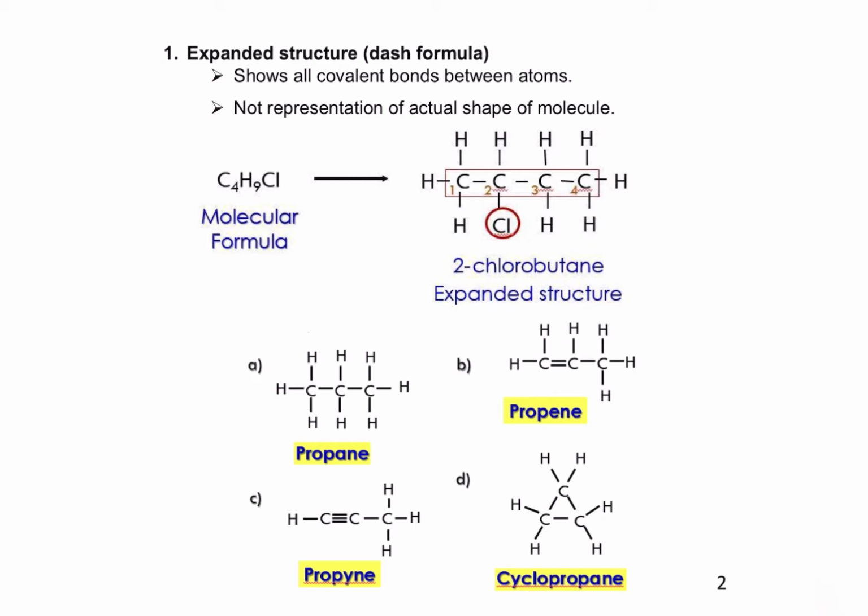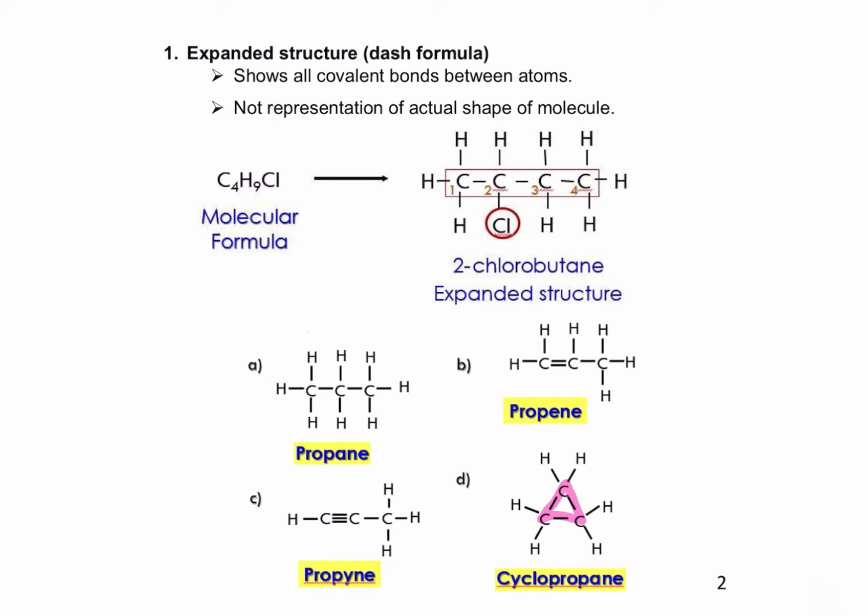The next one, I have propene with a double bond between 2 carbon atoms, with C3H6 as its molecular formula. So this is how you expand the structure for propene. The next expanded structure is propyne, where you have a triple bond between 2 carbon atoms. And the last one, you have cyclopropane in cyclic form. As you see here, the structure for cyclopropane is just like a triangle. I hope you are clear with expanded structure.